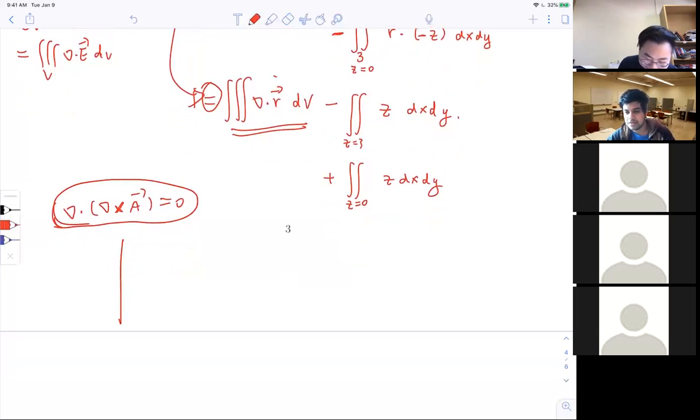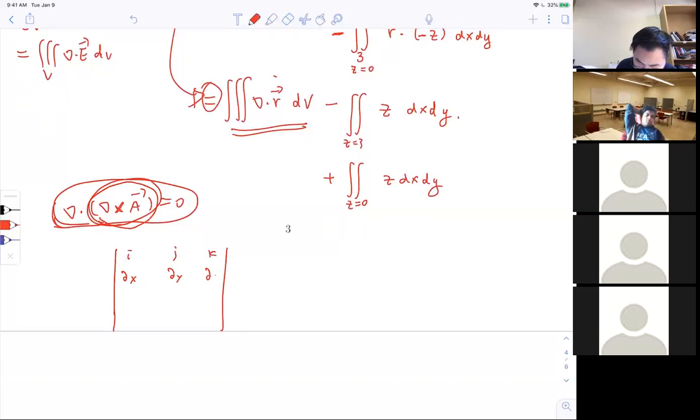Mathematically you can prove it very easily. So you can say, the divergence of the curl. You can write this in terms of i, j, k, so partial x, partial y, partial z. I'm not sure whether you are familiar with the Einstein index notation. That would be much easier.